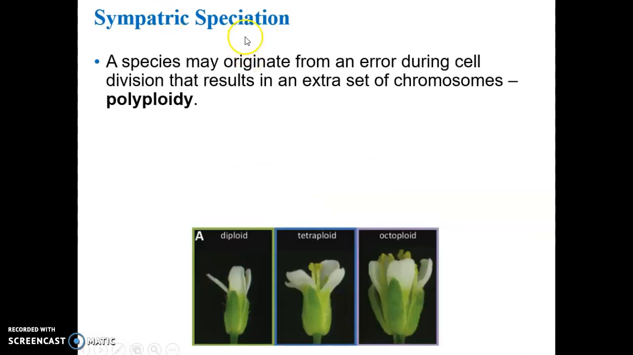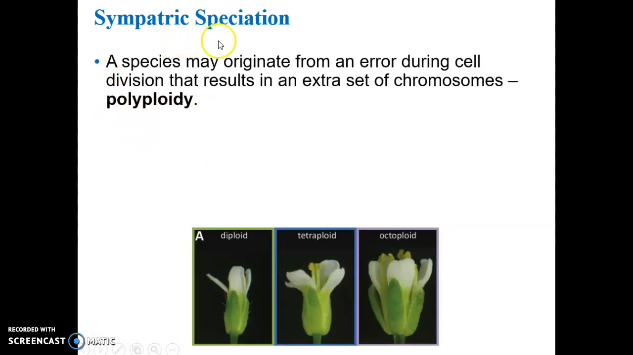So, sympatric speciation. A speciation event that occurs when the groups are still geographically in the same region. This can happen. A species may originate from an error during cell division that results in an extra set of chromosomes in their genome. That's actually not that uncommon in plants. And this is called polyploidy, or a polyploidy event. So, if this is survivable, the offspring produced has a different chromosome number than the parent plant, so genetically it's different, and that can prevent reproduction between the parent plant and the new polyploid plant, and because of that, there are different species now.